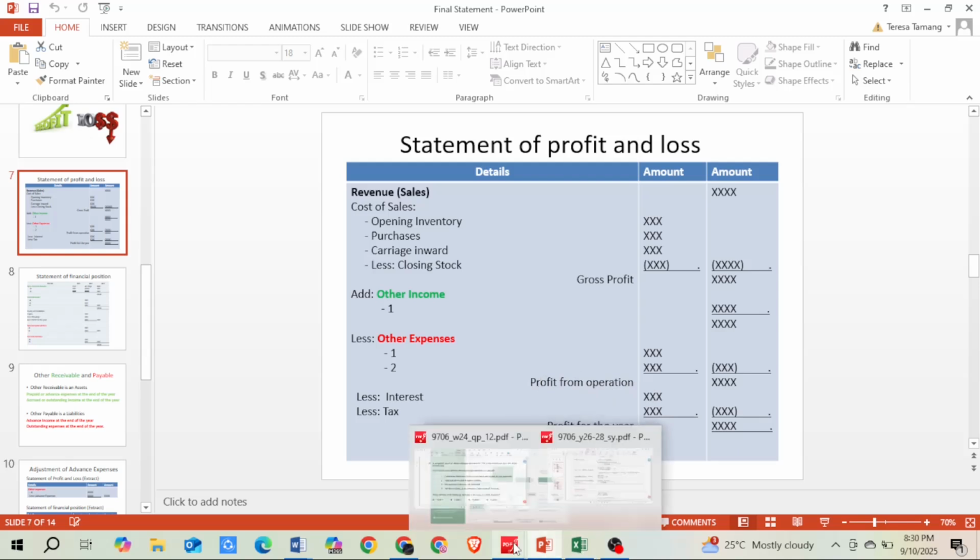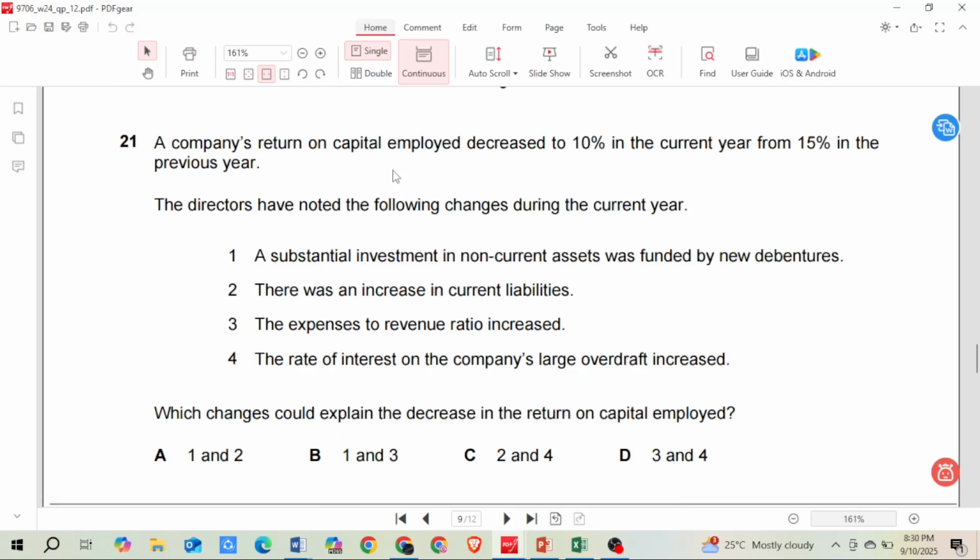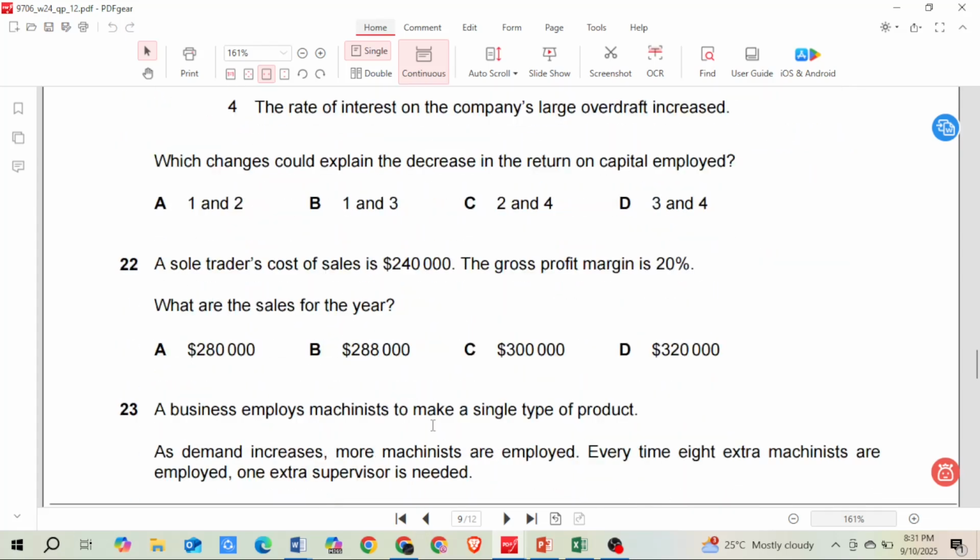So these are the two options that would influence your return on capital employed: number one, a substantial investment in non-current assets, and number three, the expenses to revenue ratio increases. So your correct answer is B. Okay, let's go to the next question.